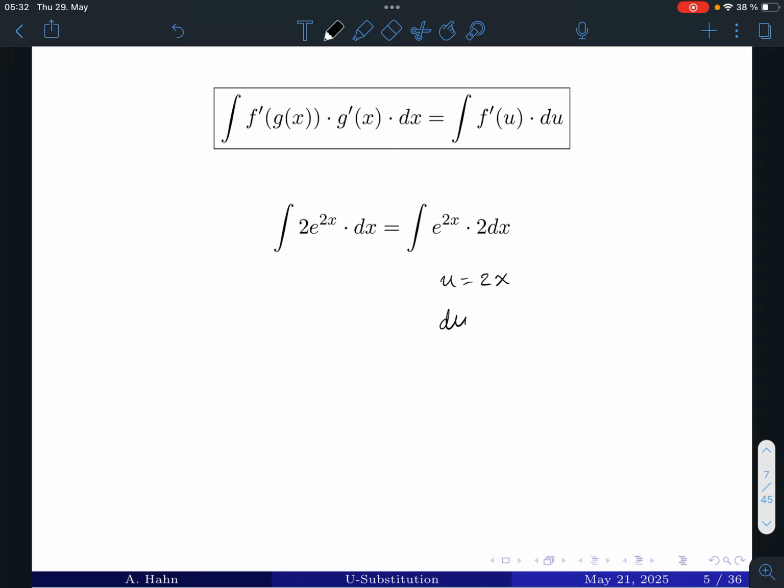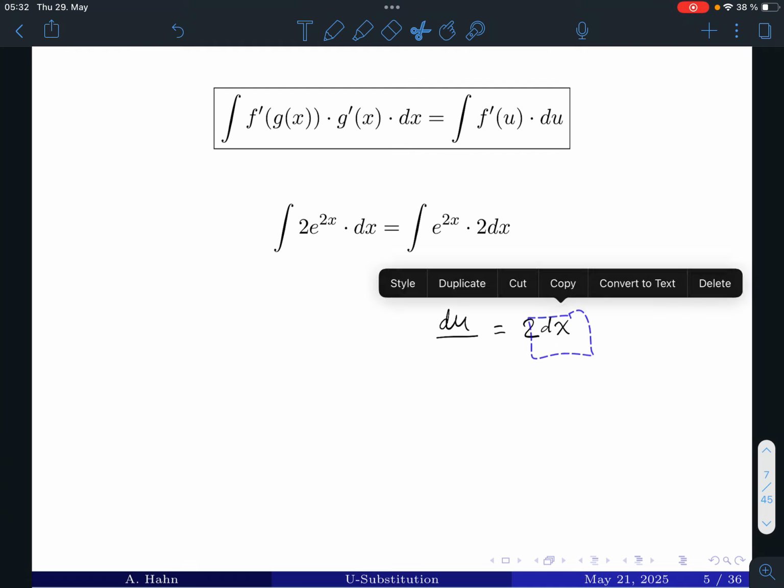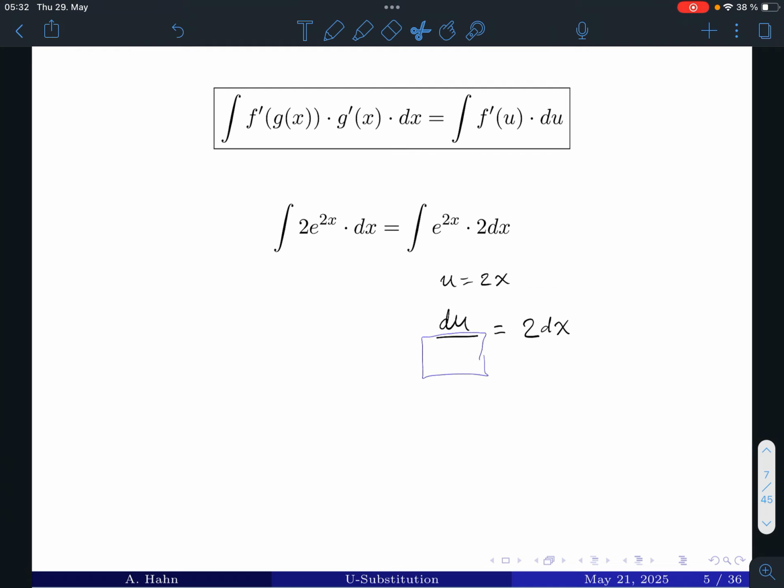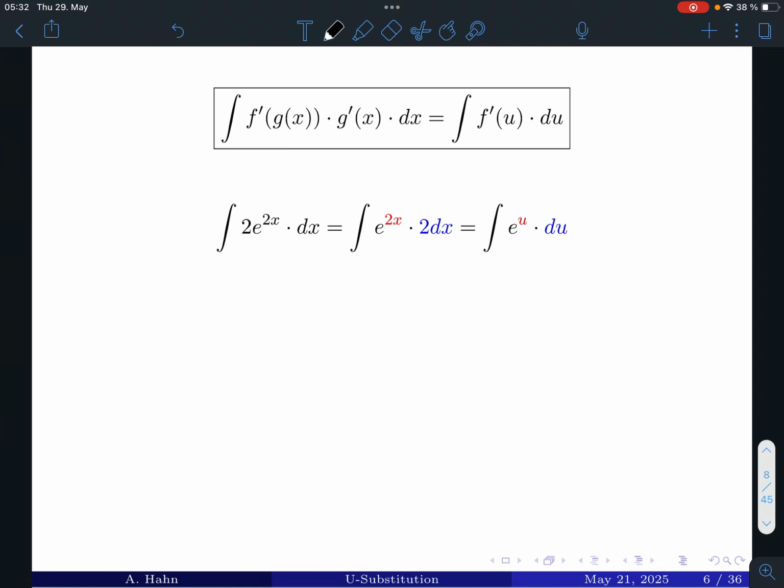And so if we write down u is equal to 2x, and then du dx is equal to 2, then we can move over the dx. And so we get that du is equal to 2 dx. And so then this is e to the u, and this is du. So this is going to be the integral of e to the u times du.